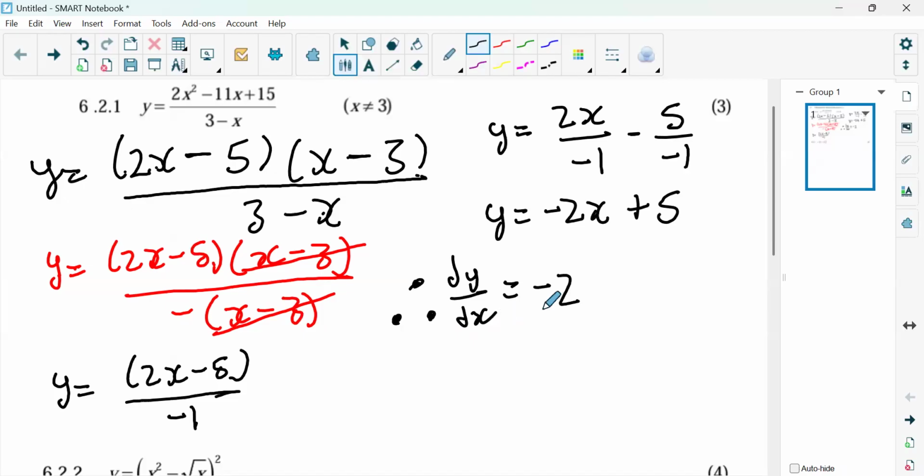And then we tell them what dy over dx is going to be equal to. Any number to the power of 0, we are going to have 2 multiplied by 1. Just making unnecessary steps here. Minus 2 multiplied by 1. And then dy over dx is going to be minus 2.